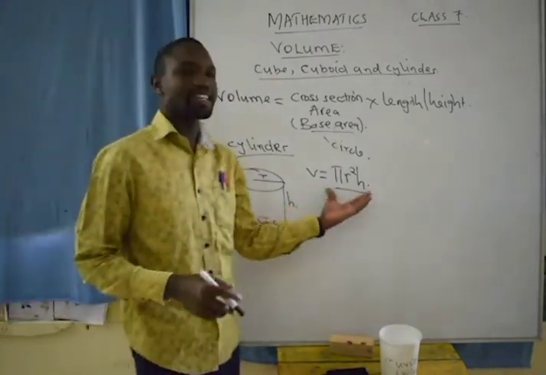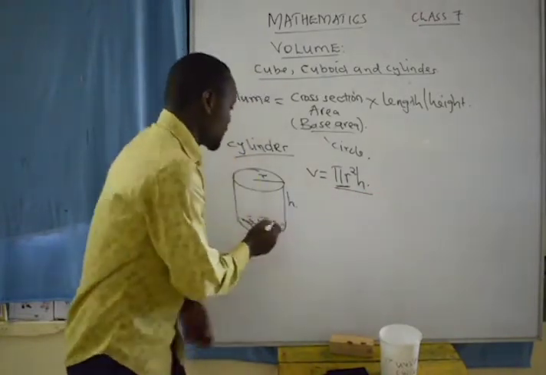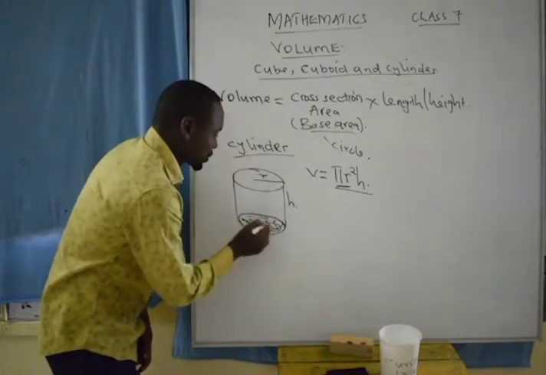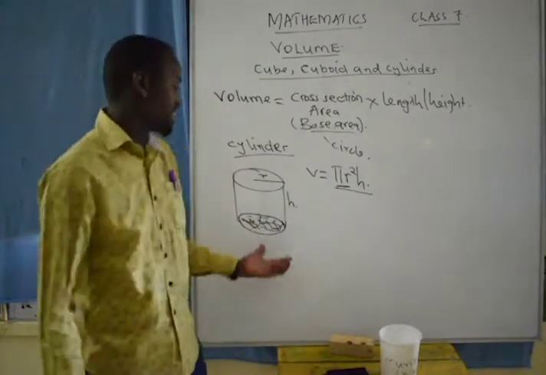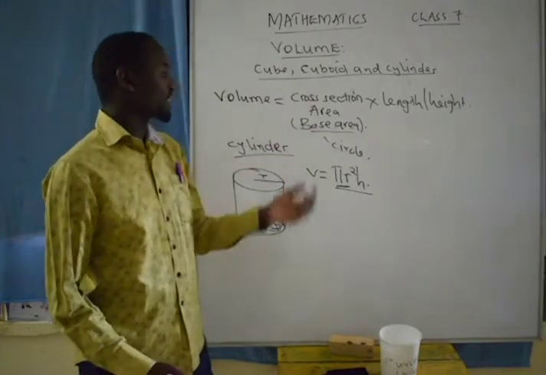Pi r squared times height, whereby pi r squared is the area of the base or the area of the cross section, and it is a circle. So we get the area of the circle times the height. That is pi r squared times height.